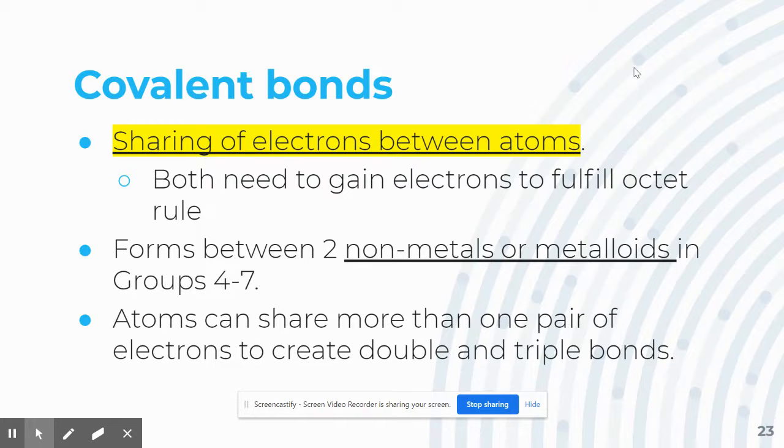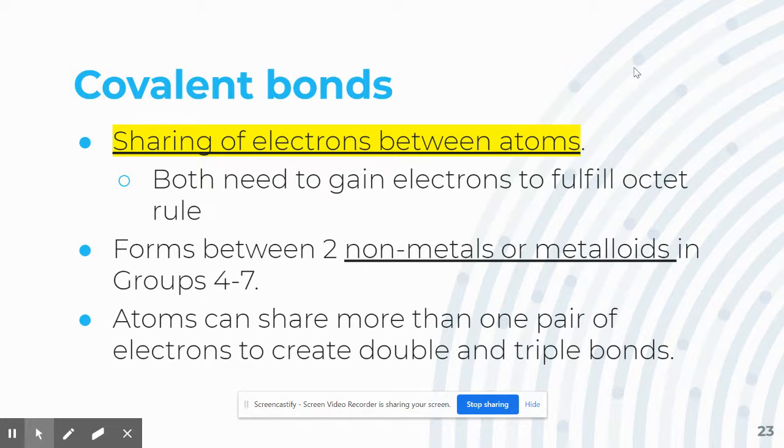Quick reminder, the octet rule just says that all atoms would like to be the noble gases in that eighth column of the periodic table, and they would all like to have a full outer shell. That is the highlight of having arrived as an element. If you have a full outer shell, you are living the good life.